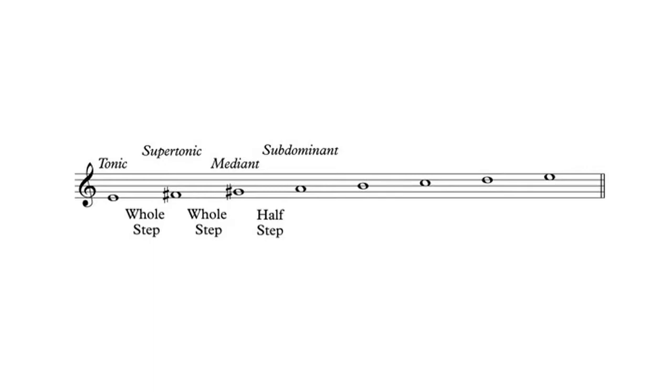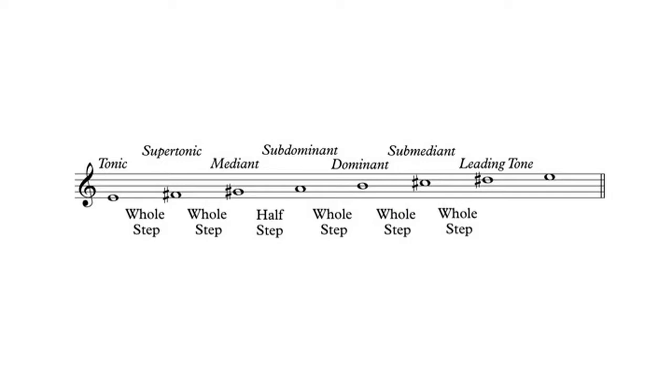Next, we go up another whole step to get to the dominant of the key, the fifth scale degree, and that pitch is B. Now we're ready for the sixth scale degree, which is called the submediant, and we go up a whole step from the dominant, which in this case, in the key of E major, will be a C sharp. Next we go to the seventh scale degree, which we call a leading tone, and that's a whole step above the submediant or sixth scale degree. In this case, the pitch would be D sharp.